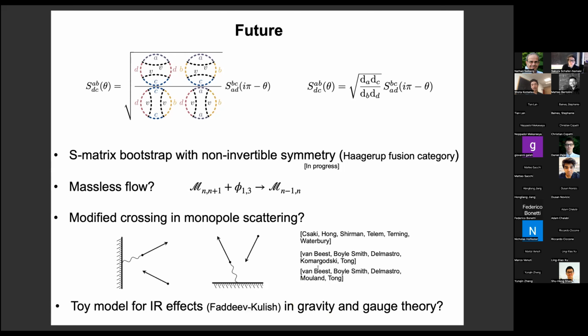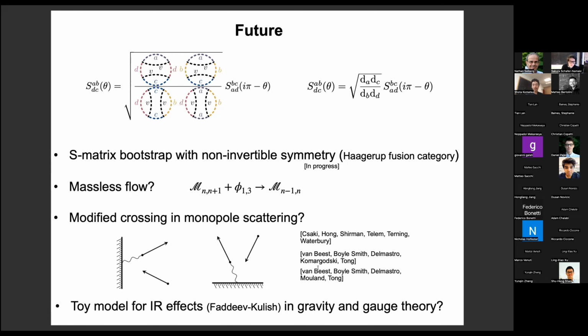So now let me just mention several possible future directions. One thing we are exploring right now is to do the S-matrix bootstrap with non-invertible symmetry, and a possibly interesting target for this is a Haagerup fusion category, for which a field theory realization is not fully understood.